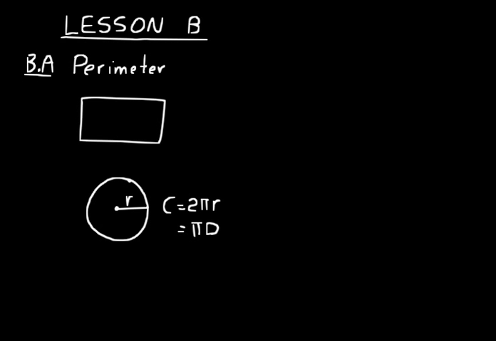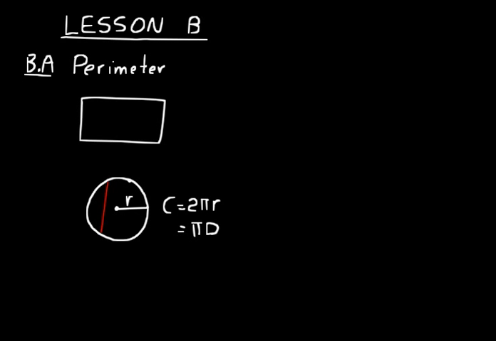Remember, a diameter is the distance from one end of the circle to the other, right through the middle. So it's 2 radii. This is not a diameter, that red line segment that I just drew. That would be called a chord. A chord doesn't pass through the center. If it does pass through the center, then it's called a diameter.